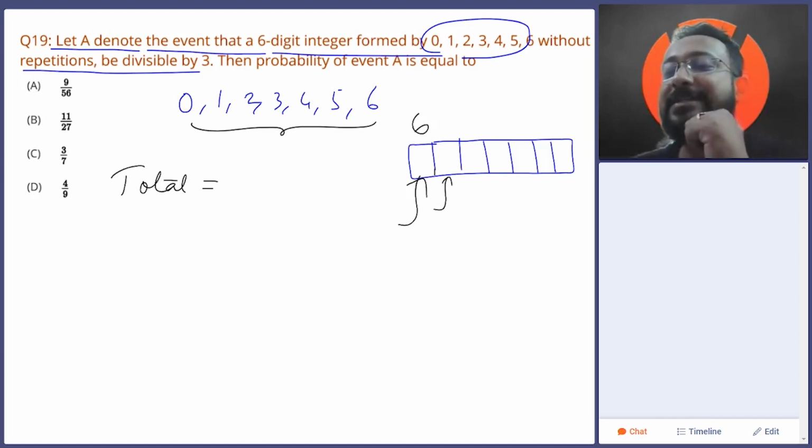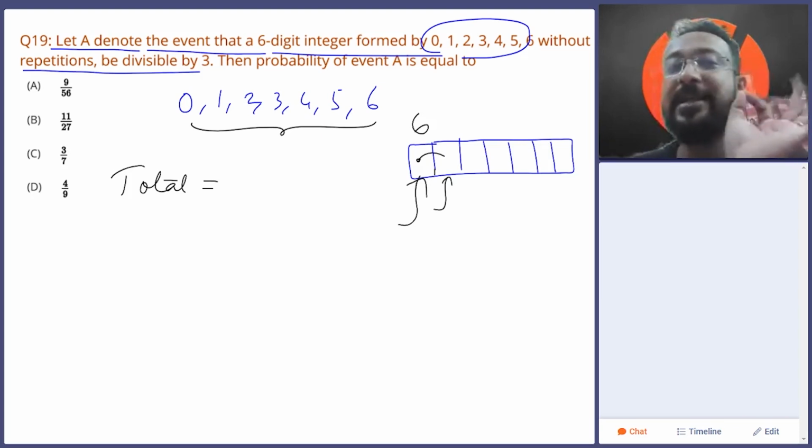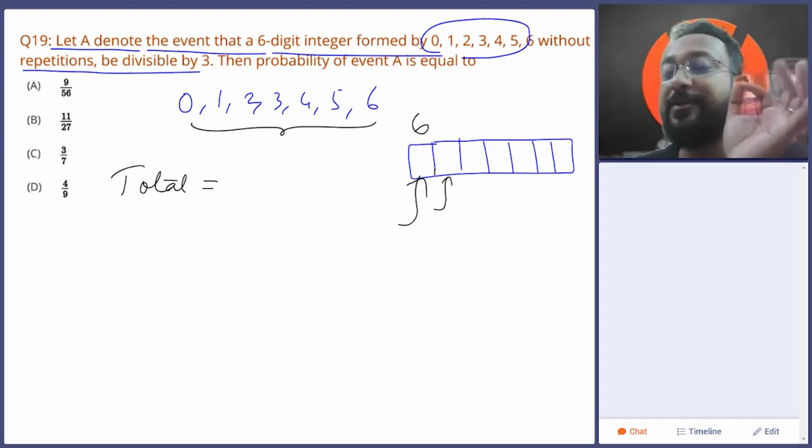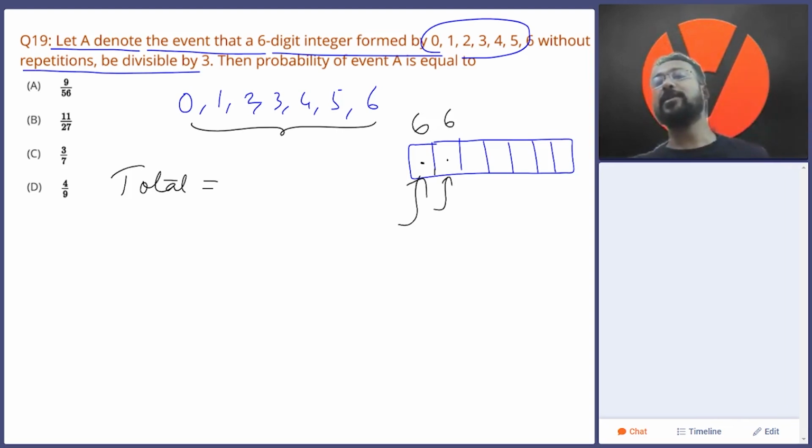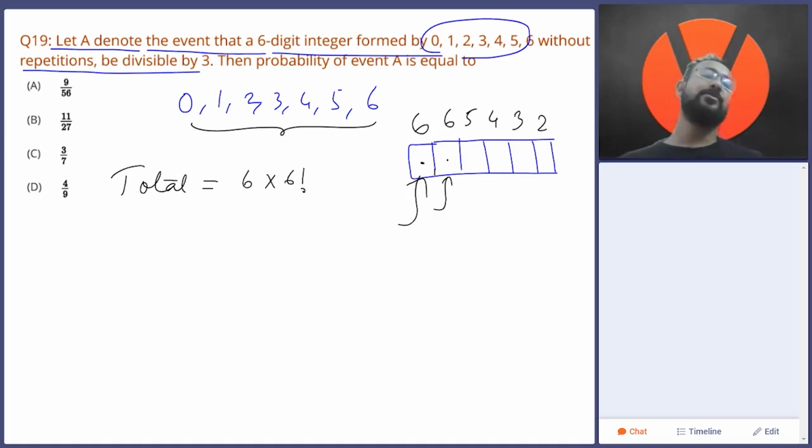But when I go to the next place, can I put 0? Answer is yes. The one digit that I have put in the first place, I cannot put here, but the remaining others I can put, because they have said without repetitions. So for the next place, out of 7, 1 has gone, so 6 digits for this. Then 5 for this, 4 for this, 3, 2. Sorry, I think I put more boxes; 6 digits, nice. So total number of ways will be 6 into 5, 4, 3, 2, which can also be written as 6 into 6 factorial. So this is your total number of cases.